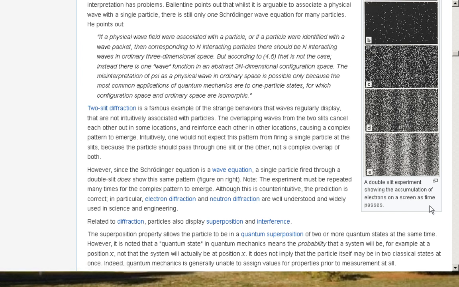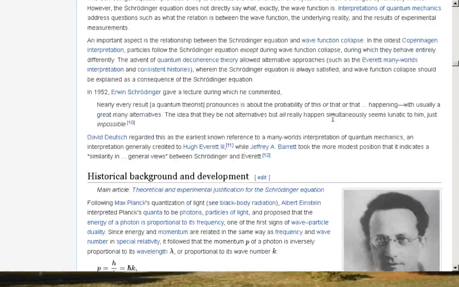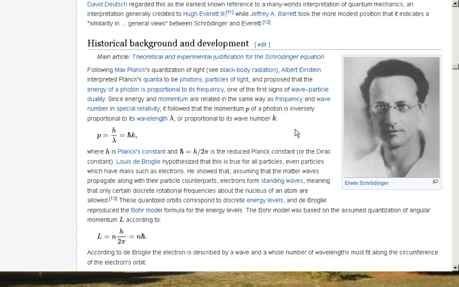A double-slit experiment showing the accumulation of electrons on a screen as time passes. Those are crescent. That's a formula. Planck's quantization of light, and proposed the energy of a photon is proportional to its frequency, one of the first signs of wave-particle duality. Since energy and momentum are related in the same way as frequency and wave number in special relativity, it followed that the momentum p of a photon is inversely proportional to its wavelength.